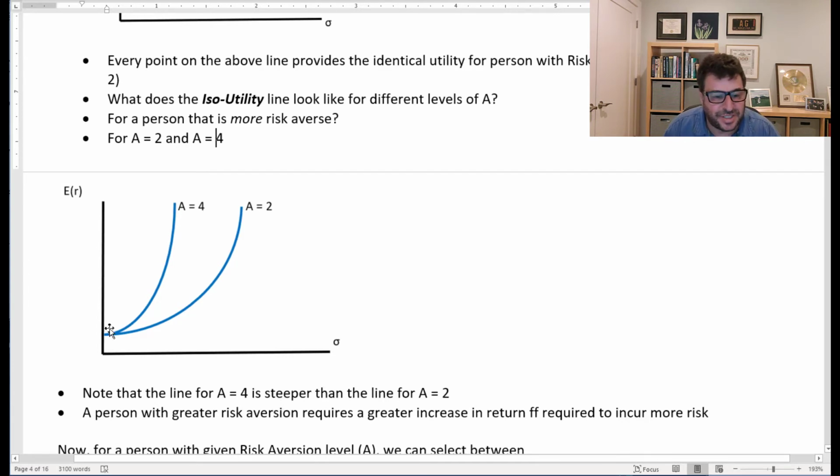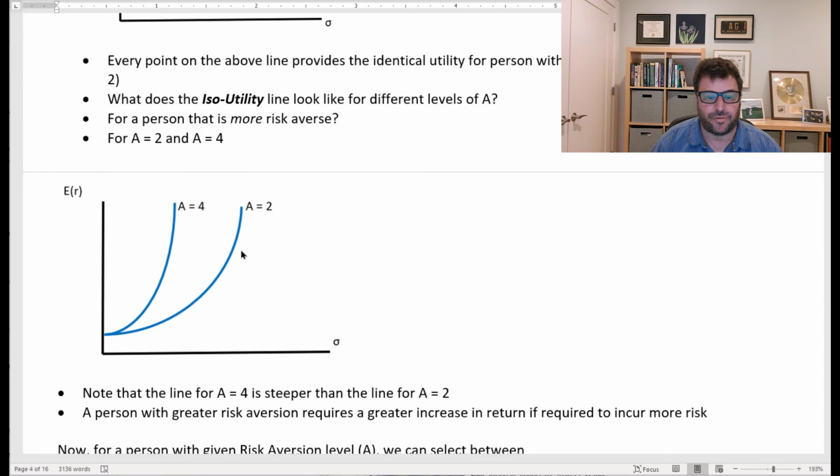And the way to think about this is if I'm going to have some sort of risk increase, well, then this person needs a little bit more return, but this person needs a lot more return because they are more averse to risk. And so the steepness of this parabola is a function of the level of risk aversion, and this makes intuitive sense. The person with greater risk aversion requires a greater increase in return if they are required to incur more risk.